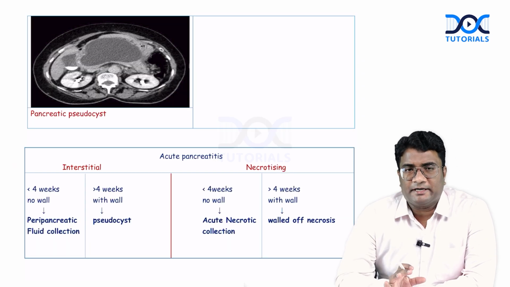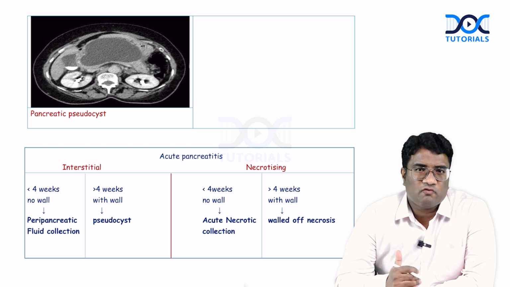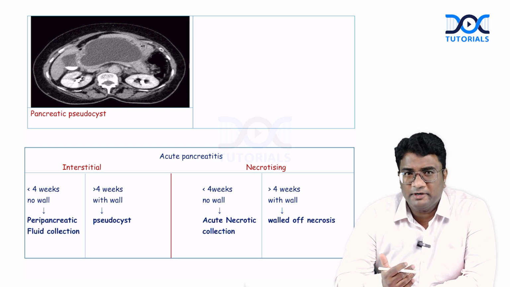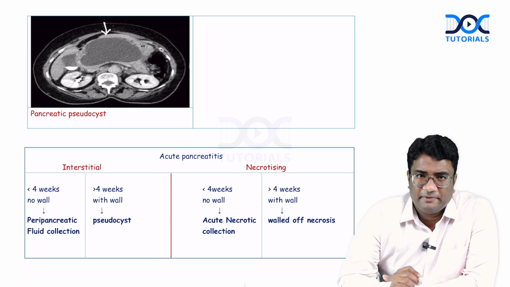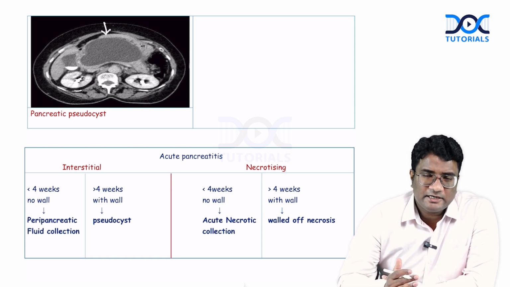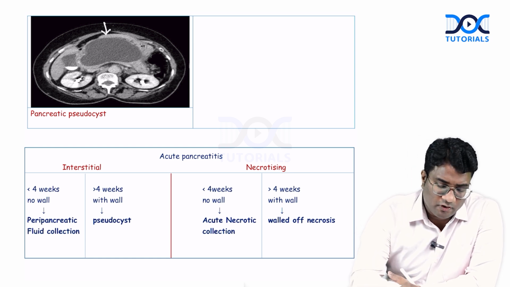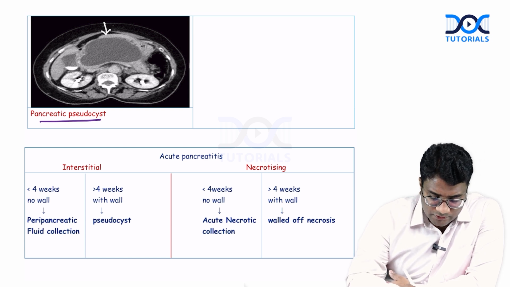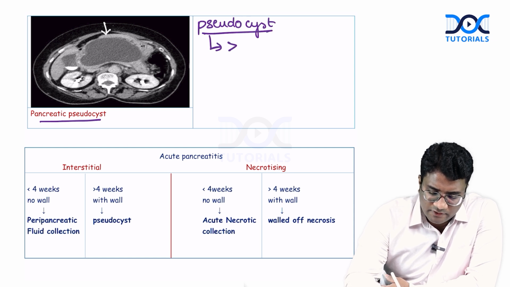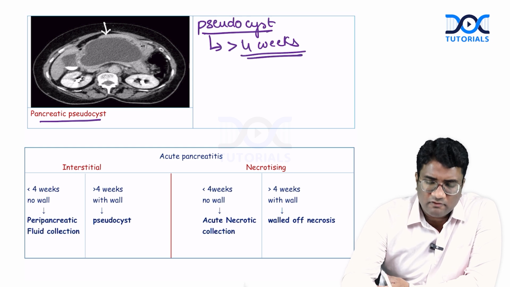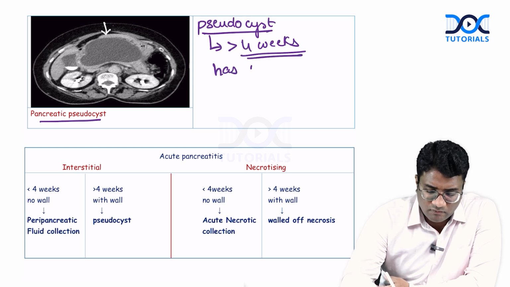So, in acute pancreatitis, if you have fluid collections around the pancreas, based on the duration and whether there is a wall around it or not, we have different nomenclature to the fluid collections. So, if you have a wall around the peripancreatic fluid collection and it is generally after 4 weeks of duration, we call this pancreatic pseudocyst. This usually occurs after 4 weeks of duration. It takes 4 weeks to have a wall. So, it usually has a wall around it.